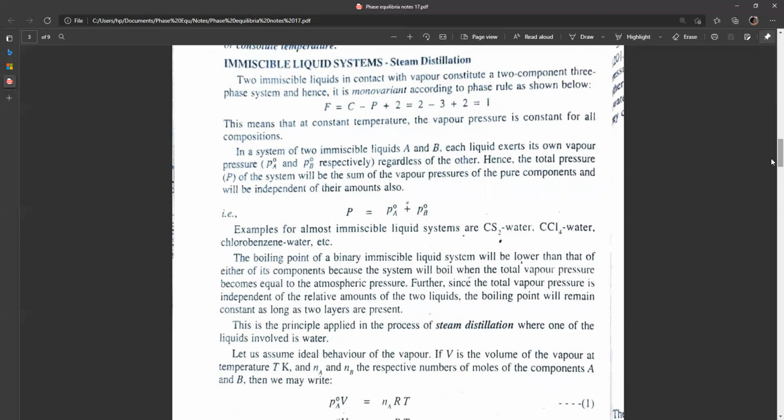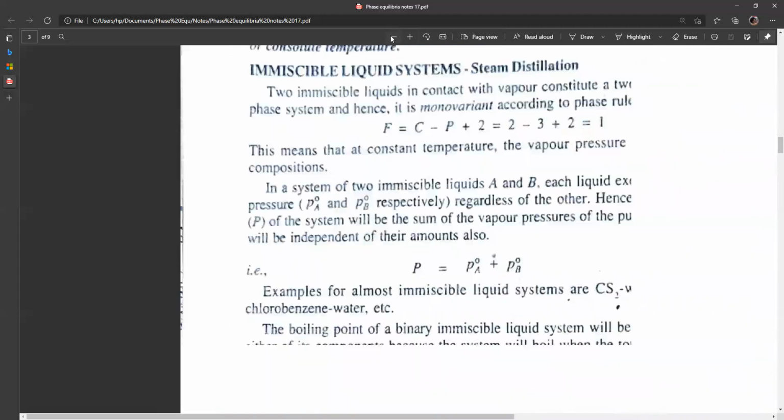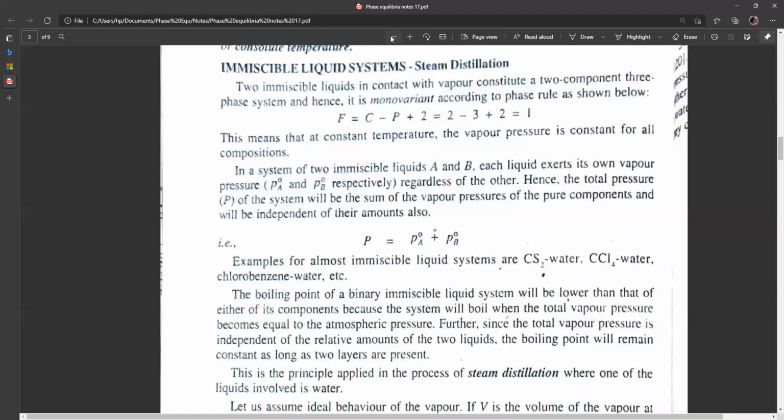Two immiscible liquids in contact with vapor constitute a two component three phase system. On applying the phase rule, F is equal to C minus P plus 2, that is 2 minus 3 plus 2 is equal to 1, that is at constant temperature.